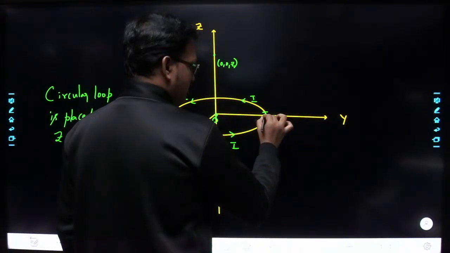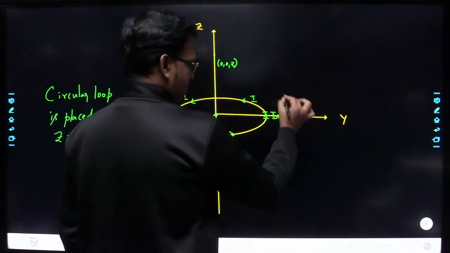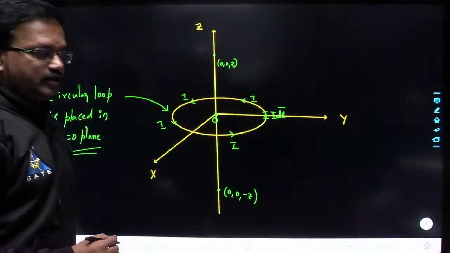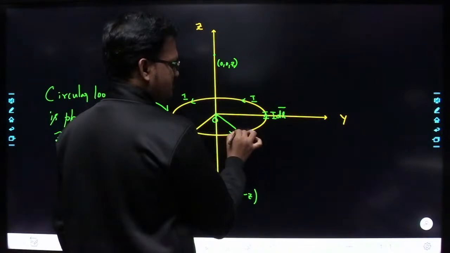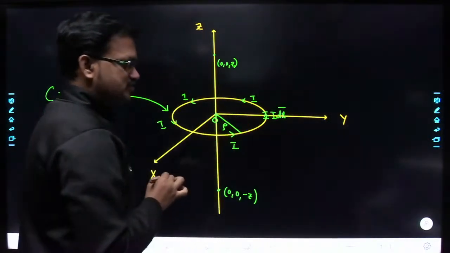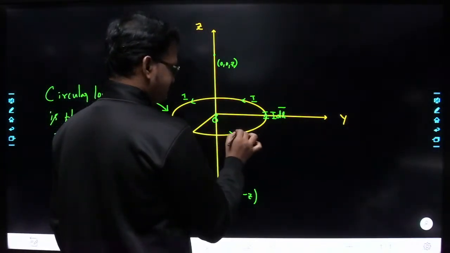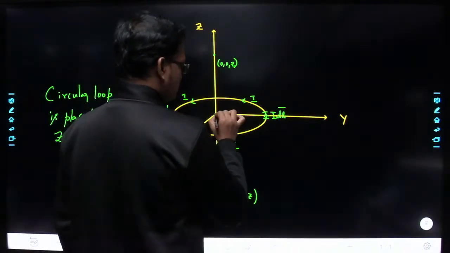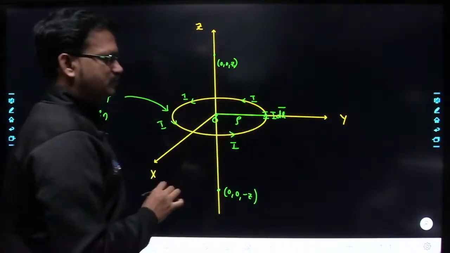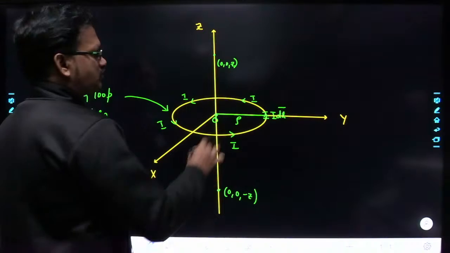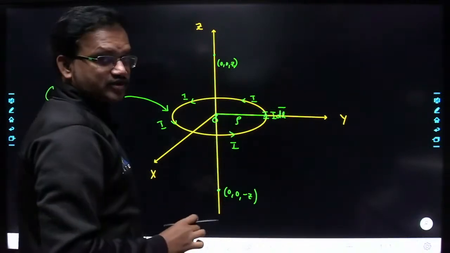So here I am considering a small differential current element, which I am calling I dl bar. I am considering the radius of this circular loop as rho. Now I will try to determine the small differential B field at this location due to this small differential current element.